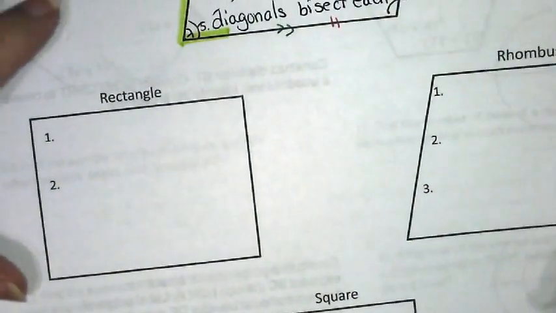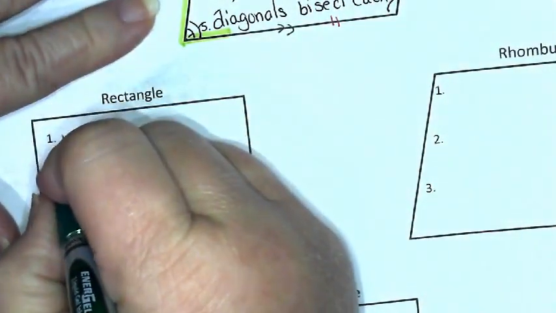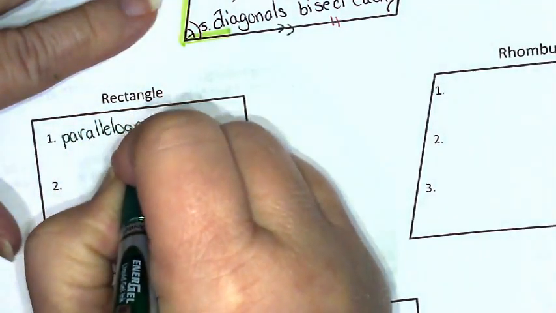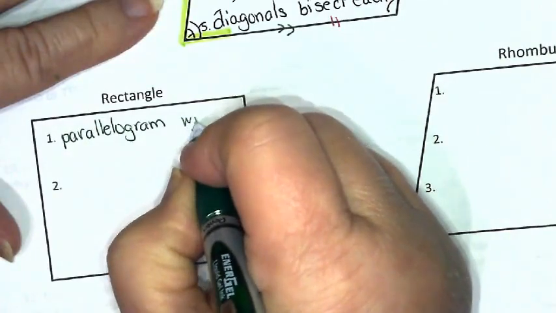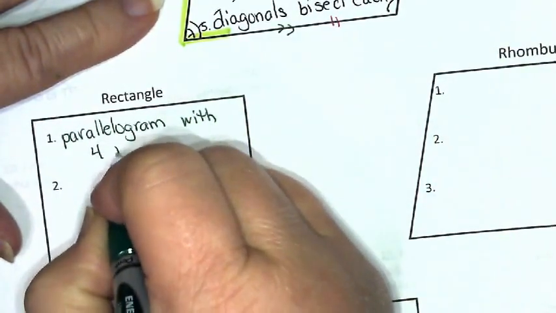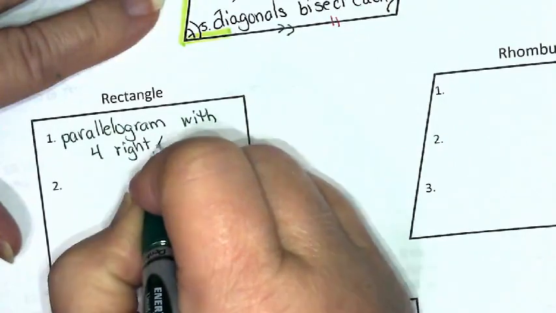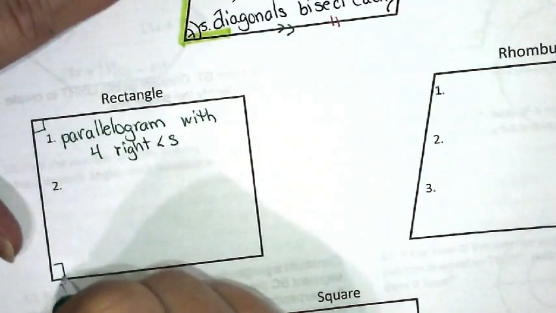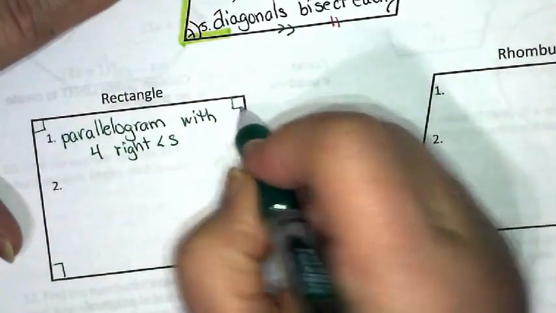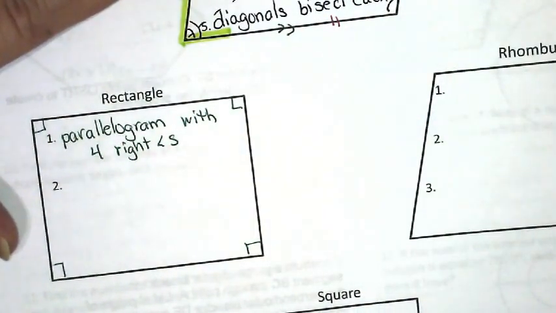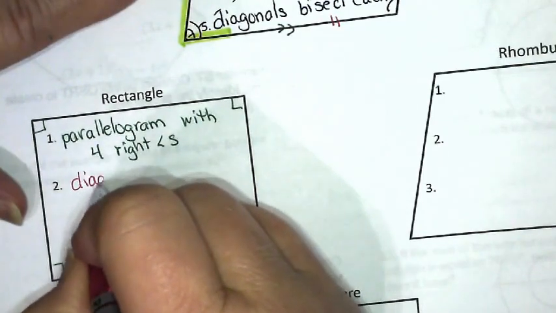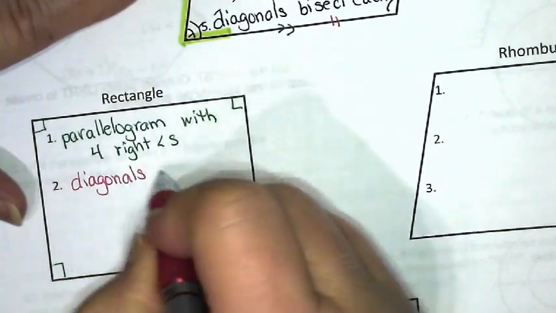So for example, a rectangle is a parallelogram. That gives it all of the characteristics of a parallelogram with 4 right angles. So you know it's a rectangle first off we know it's a parallelogram, and all the angles are right angles. That makes it a rectangle. One of the things that's unique to a rectangle is that the diagonals of a rectangle are congruent.